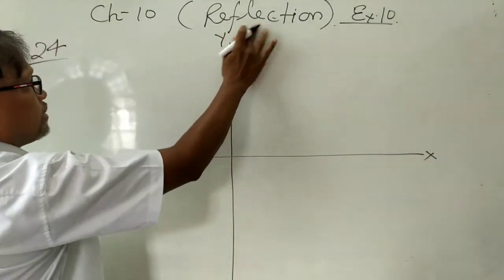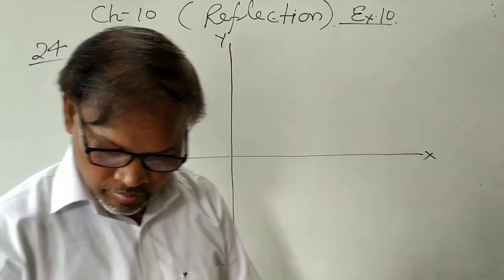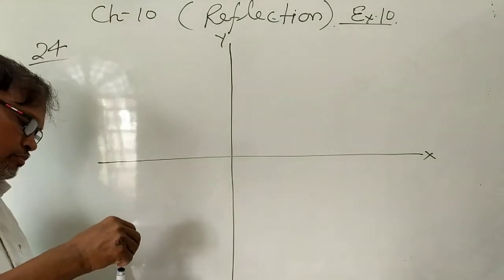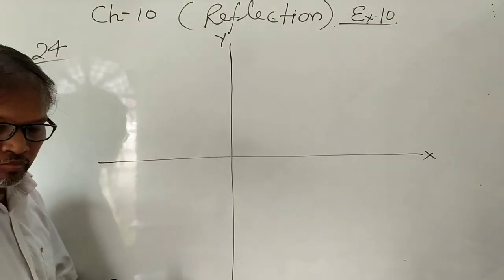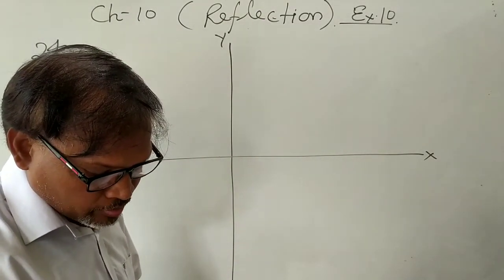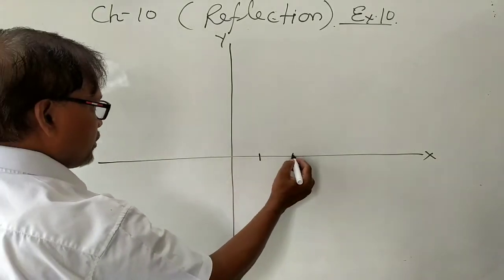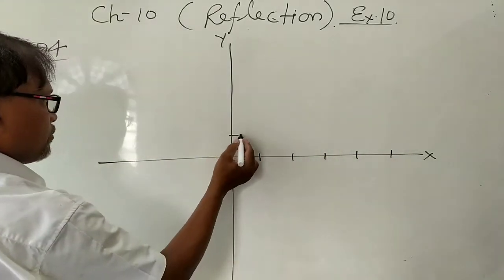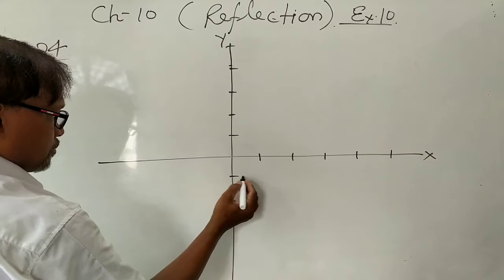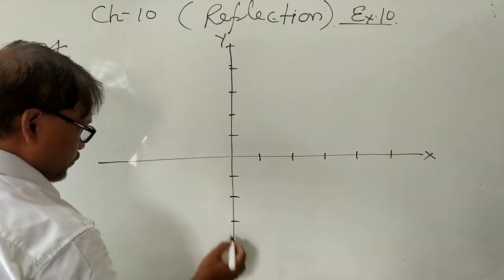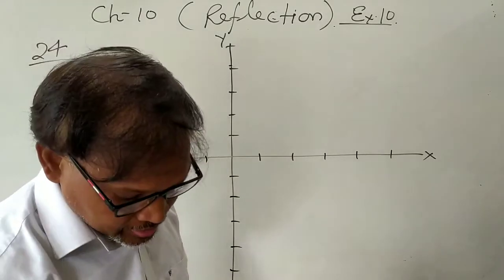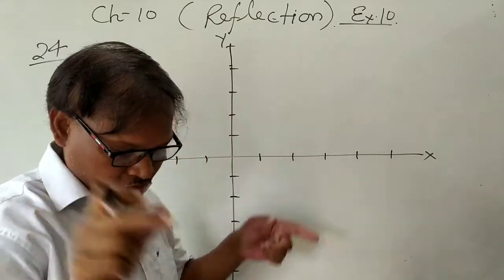x and y. In this, the point P 2, -4. पहले 1 2 3 4, 1 2 3 4, 1 2 3 4 5, 1 2 3 4. थोड़ा बड़ा बनाते हैं इसलिए कि समझने में आसानी होती है. You always draw the big figure.